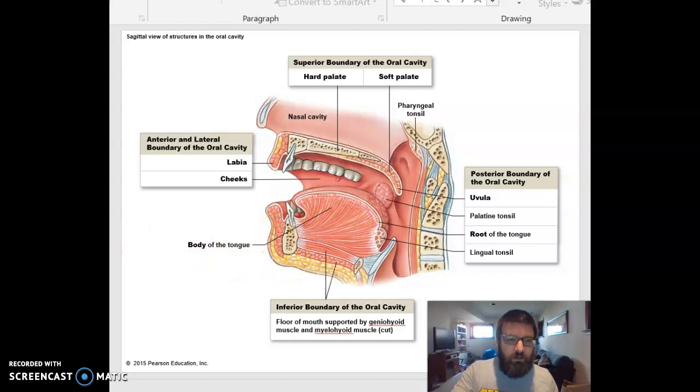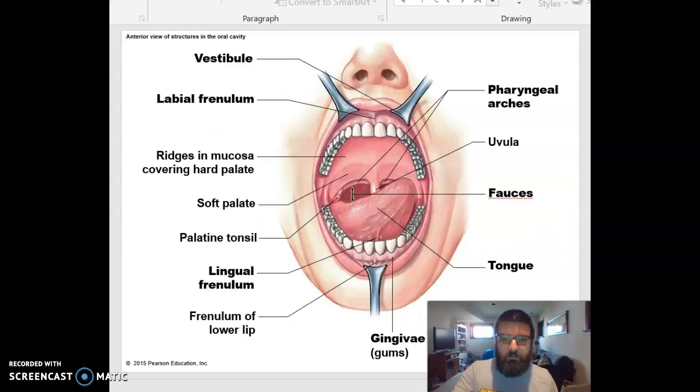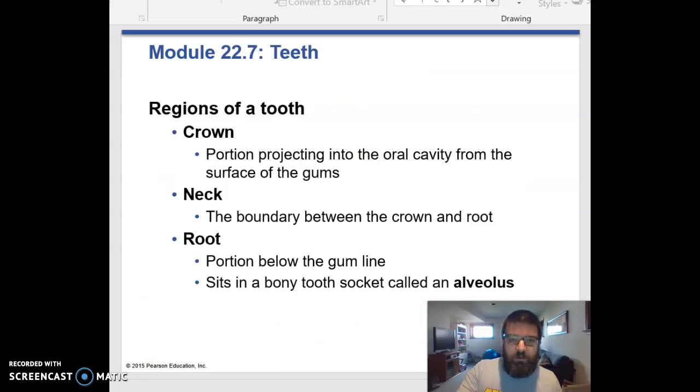Let's see. Jumping up ahead a little bit, you can see all the different teeth. You can see the labial frenulum that holds the lips to your gums. The gums are also called gingiva, right? Gingivitis is inflammation of the gums, and that's why we brush our teeth and use mouthwash. Tongue, pretty important. If you look at an actual tooth, every tooth has a crown, which is the part that you can see, and a root, which is down in the gums, right?